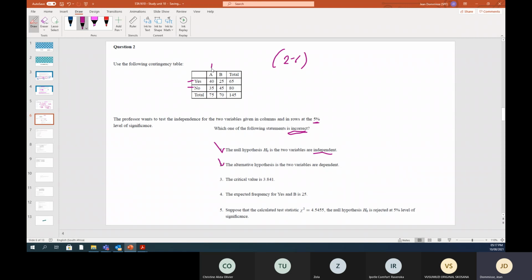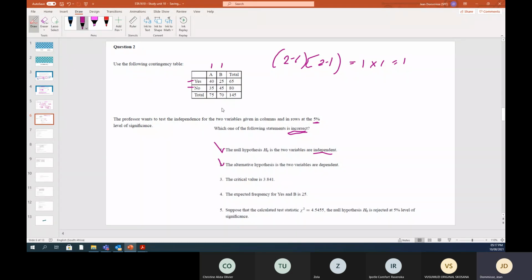In the columns, it's A or B, so again 2, so 2 minus 1. The degrees of freedom is 2 minus 1 is 1, 2 minus 1 is 1, so it's 1 times 1, which gives us 1.